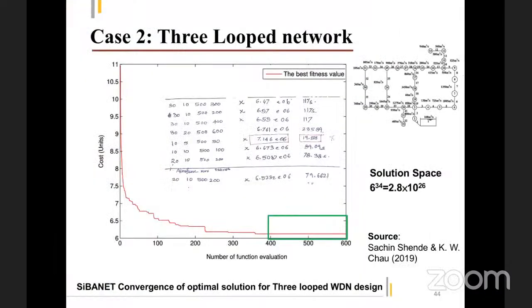here the case of a large-size problem, the three-loop network. It is also known as the Hanoi network. It has six pipe diameters for 34 links. Therefore, a huge solution space, that is 6^34 design combinations, is available for optimization. A similar methodology has been adopted from the previous example of TLN to assess the optimal solution, and we explored a design cost of around $6 million within 600 iterations.